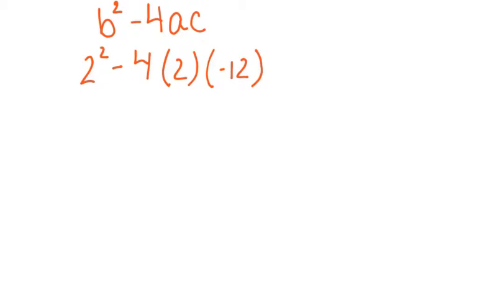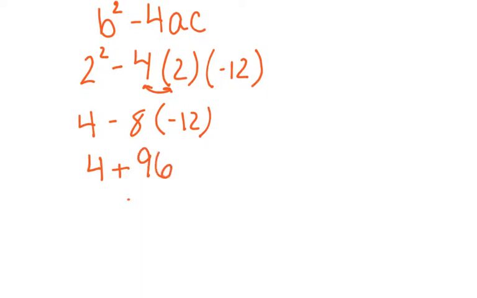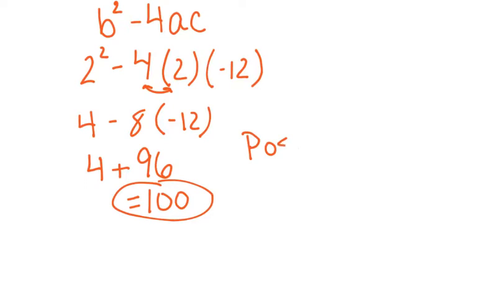So then going off of this, you have 2 squared, which is 4, minus 4 times 2 is 8, and I still have that -12. Okay? So now when I look at this, I have 4 plus, because I have -8 times -12, which is going to give me 96. So my discriminant value is 100. So this is positive. And so I'm going to hope to get 2 real roots by the time I'm done.